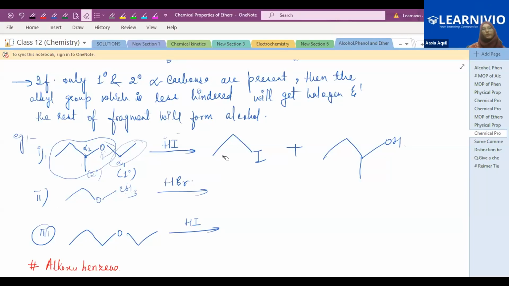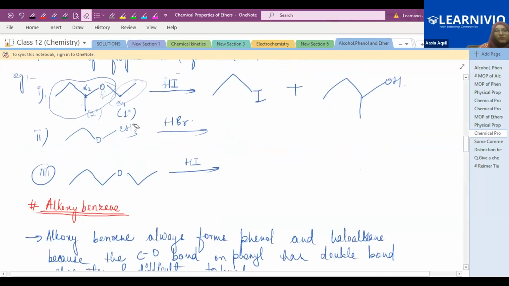Okay, see the second and third one. Second and third, just do that. CH3CH2OH plus CH3Br. Very good. You will choose the lesser number of carbons to prepare the haloalkane, always. Now this third one. CH3CH2CH2OH, you will prepare the propanol plus CH3CH2I.